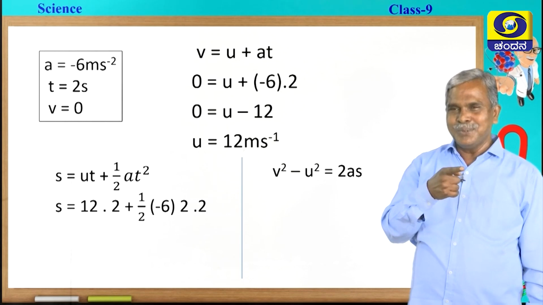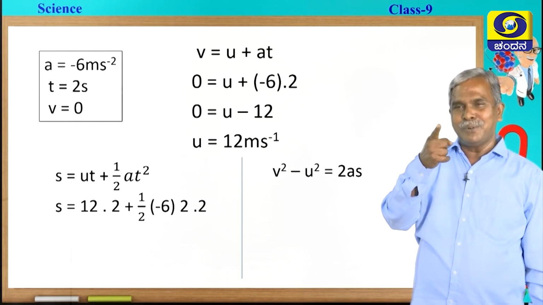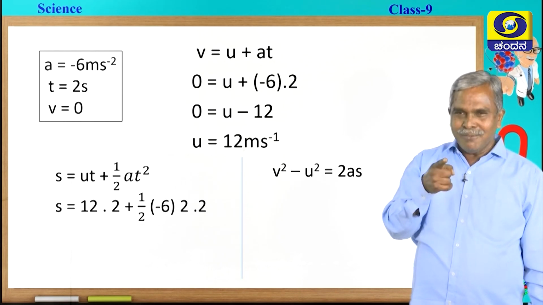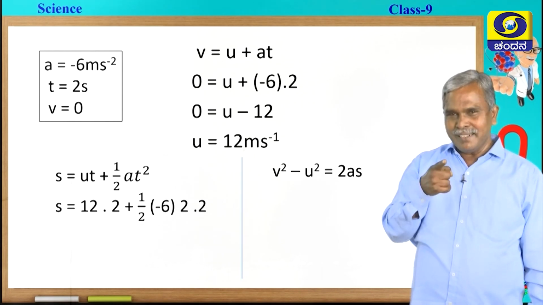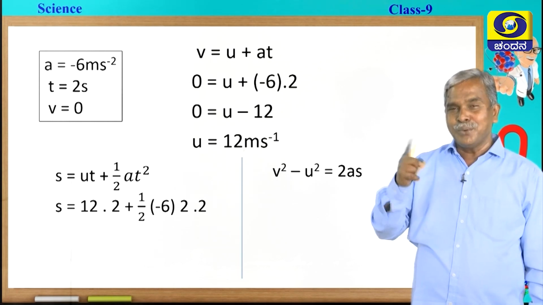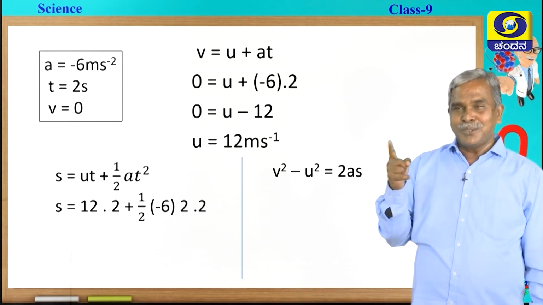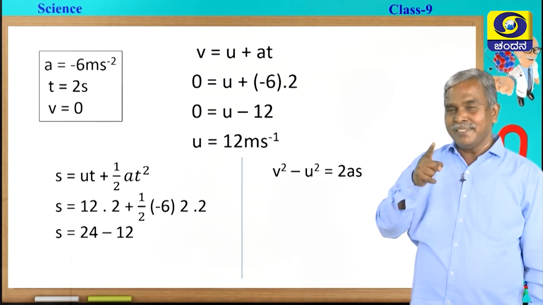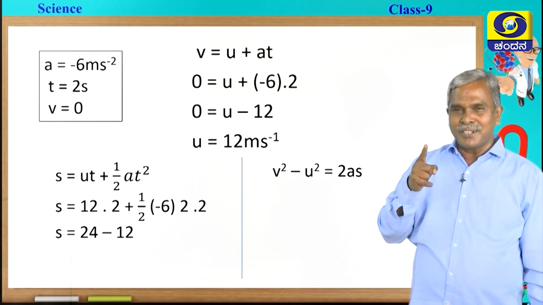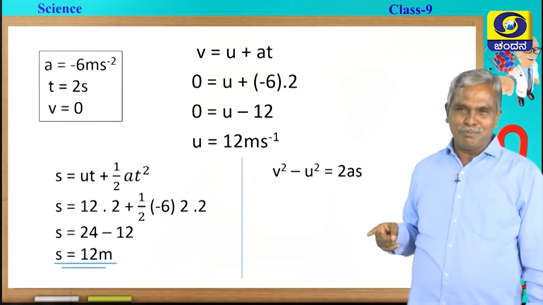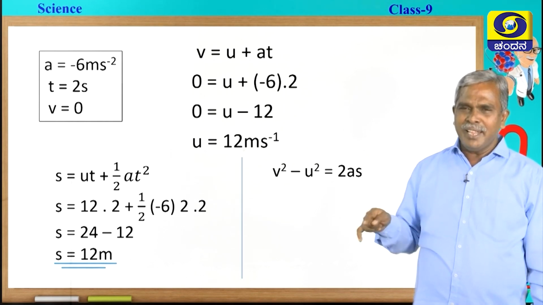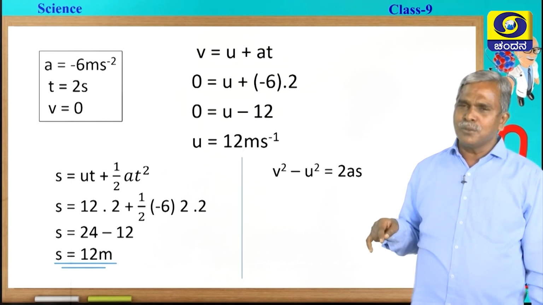s is equal to u value, just now we found out 12, into t value 2, plus half into a value minus 6. t value is 2, as it is t square we have written 2 into 2, 2 and 2 get cancelled. s is equal to 12 into 2, 24, 24 minus 6 into 2 is 12, s is equal to 12 meter.